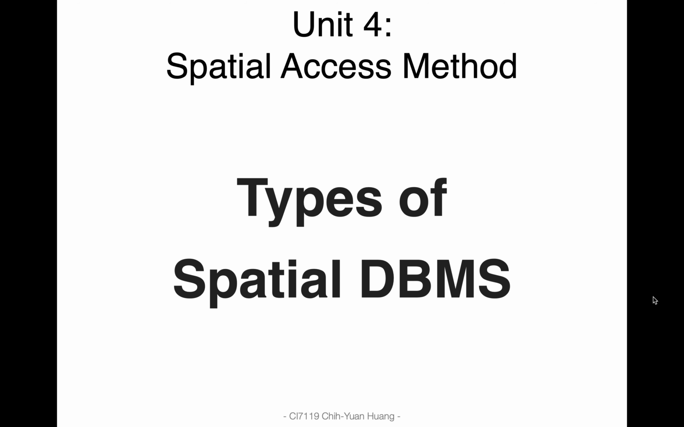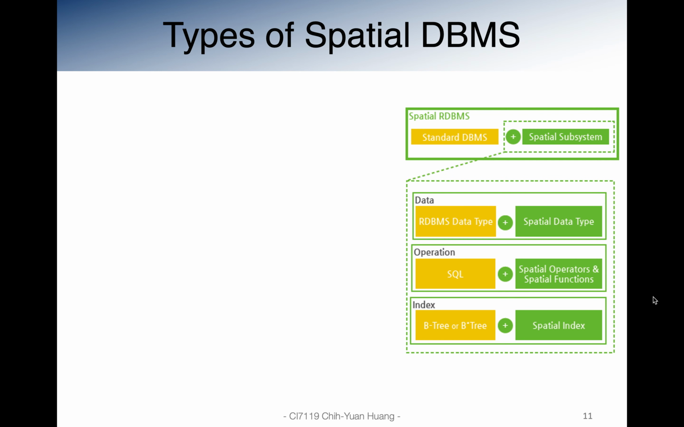Here we are going to talk about the types of spatial database management systems. As you can imagine, a spatial database management system is kind of like the standard database management system plus some spatial attributes and also some spatial operations. So one way to view it is as the standard DBMS.